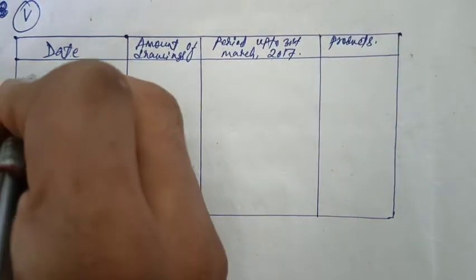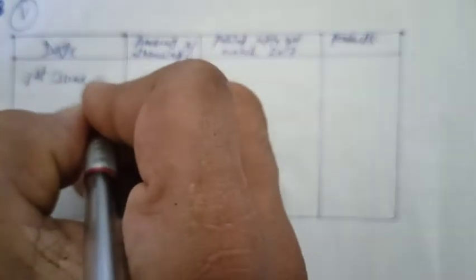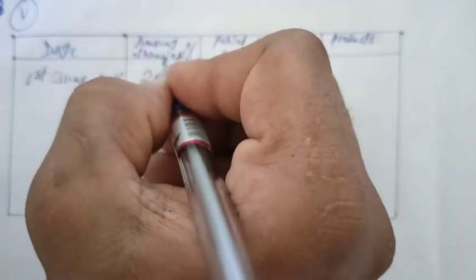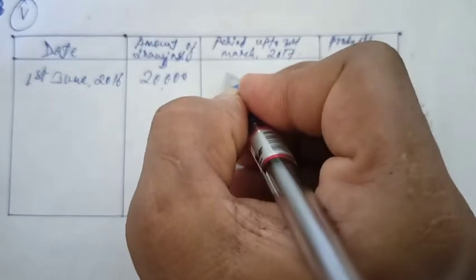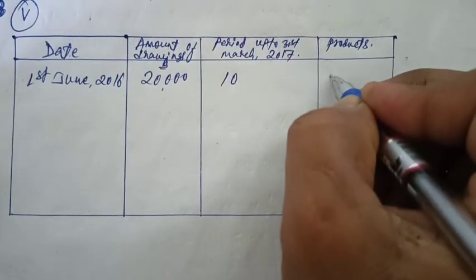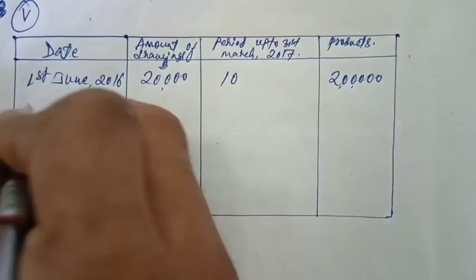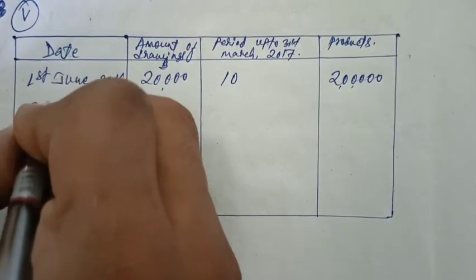Okay, product. Next, first point is given when he has withdrawn 1st June 16. Okay, write down what is the amount of withdrawn, 20,000. Again, for what period? June, July, August, September, October, November, December, January, February, March. That means for 10 months. If you multiply 20,000 into 10, then you will get 2 lakh.